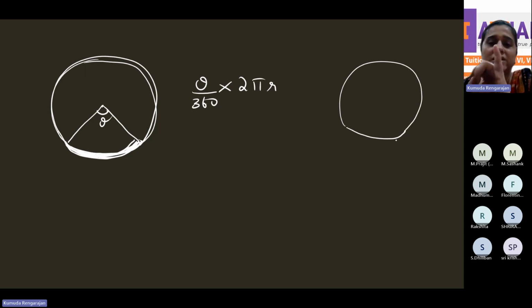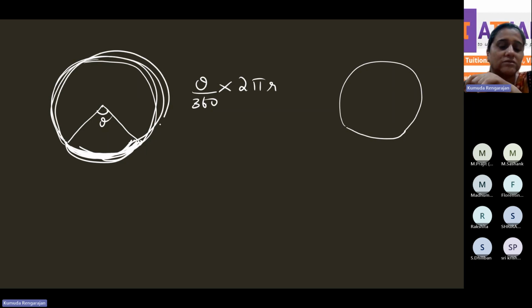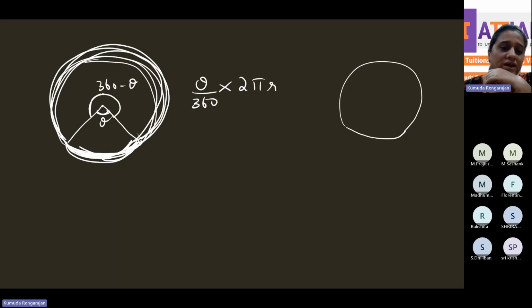So it's like the length of the minor arc plus the length of the major arc is equal to the circumference or perimeter of the circle. So if you have found the length of the minor arc, the length of the circle minus the length of the minor arc will give you the length of the major arc. Or you can use the formula. If this is theta, this is 360 minus theta. So if you want to find the length of the corresponding arc here, then you should take this angle.